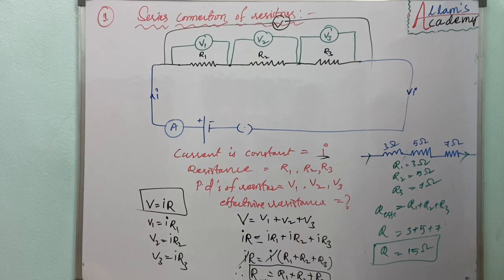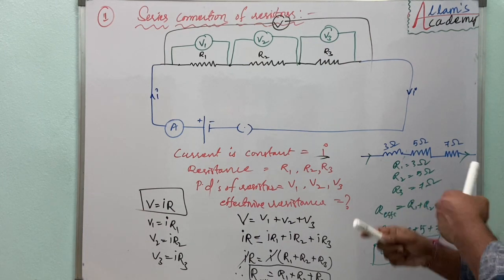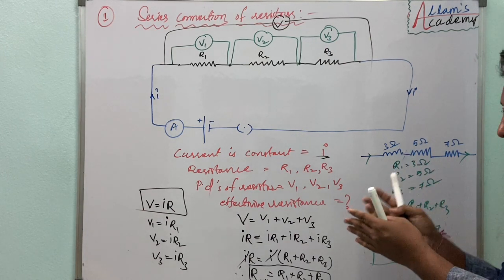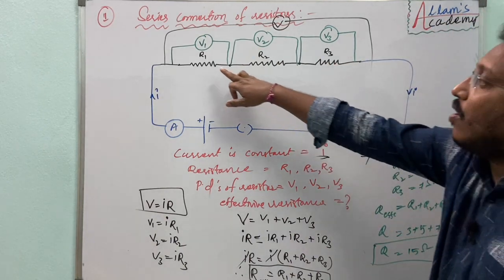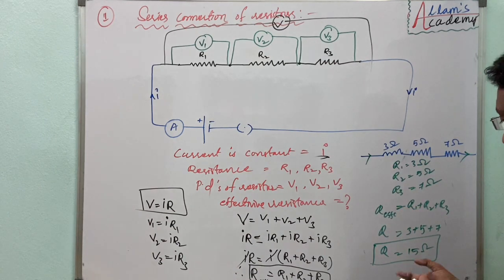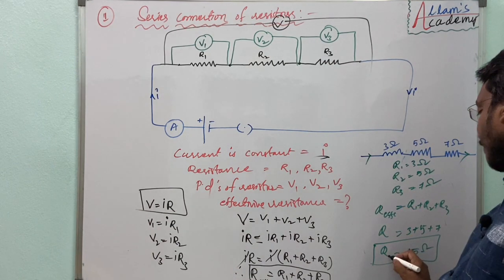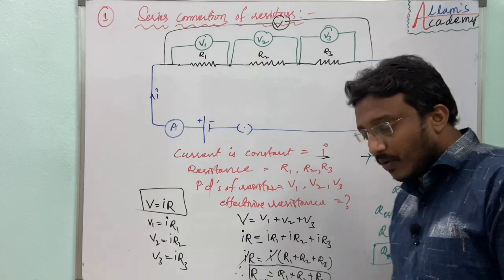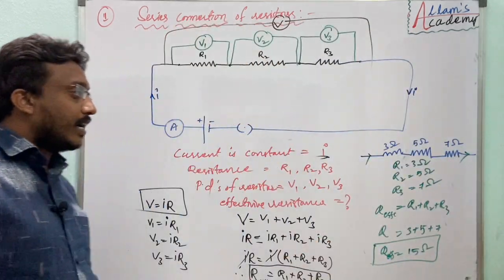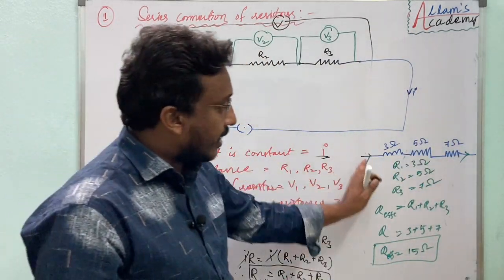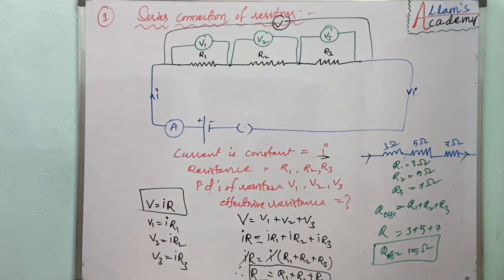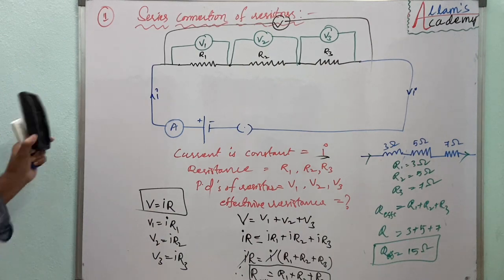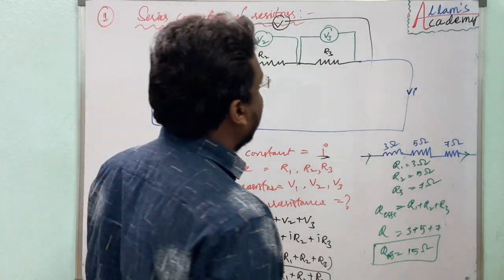So the effective resistance of a series connection is the sum of the individual resistances of the resistors. Sum of all the resistances. Got it? This is the way to find it. You will get problems to find the effective resistance in a given series connection. This is one type of connection, the series connection.